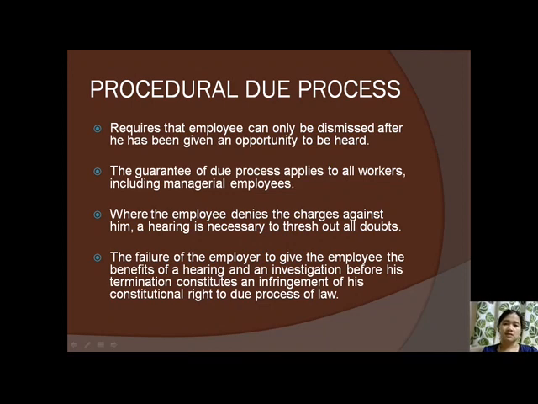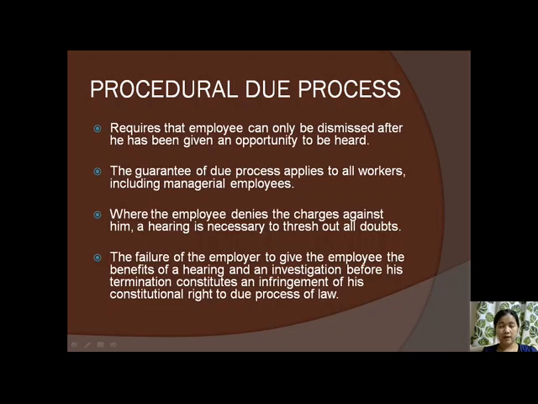Procedural process requires that an employee can only be dismissed after he has been given an opportunity to be heard. In other words, procedural process is the compliance with the employee's right to due process, or the right to be heard. It is the guarantee of due process that applies to all workers, including managerial employees. Where the employee denies the charges against him, a hearing is necessary to thresh out all doubts. The failure of the employer to give the employee the benefit of a hearing and an investigation before his termination constitutes an infringement of his constitutional right to due process of law.